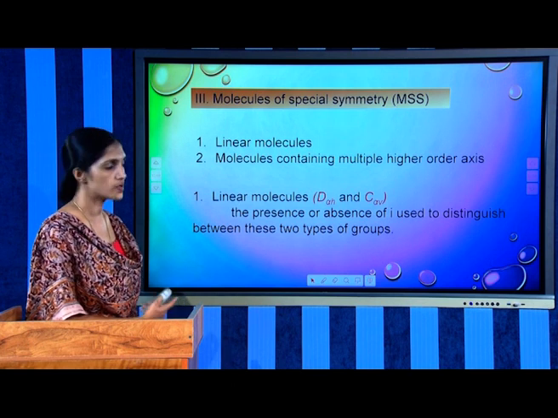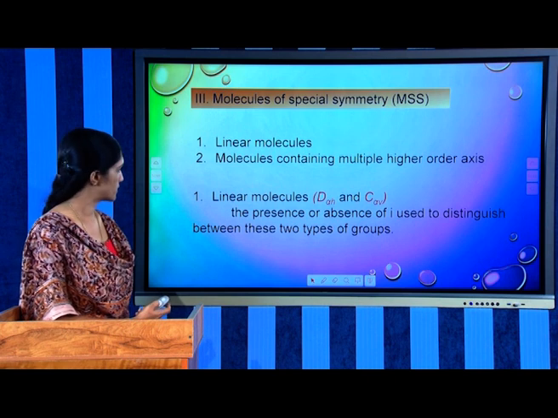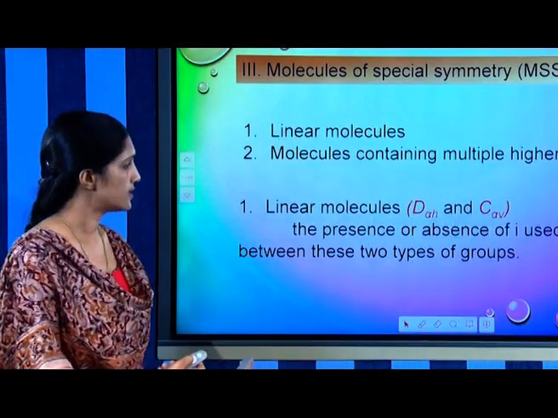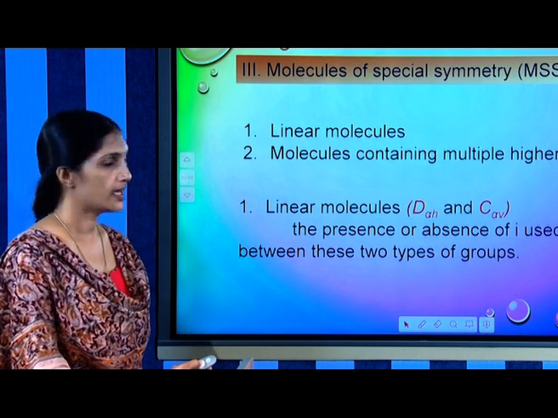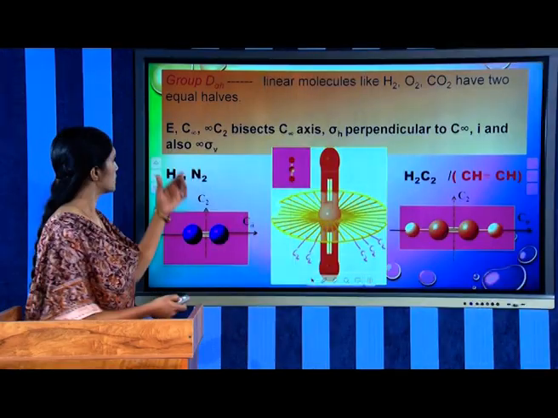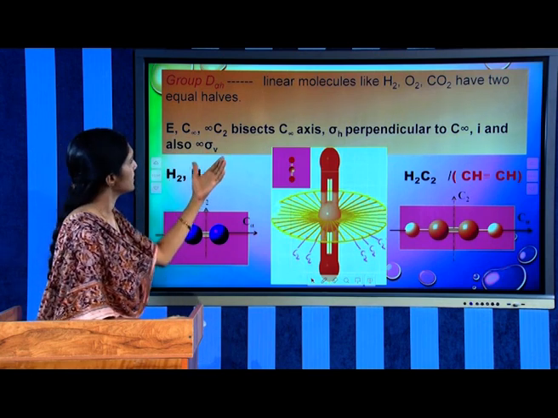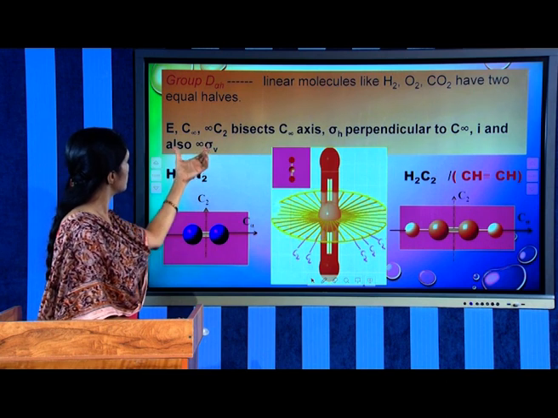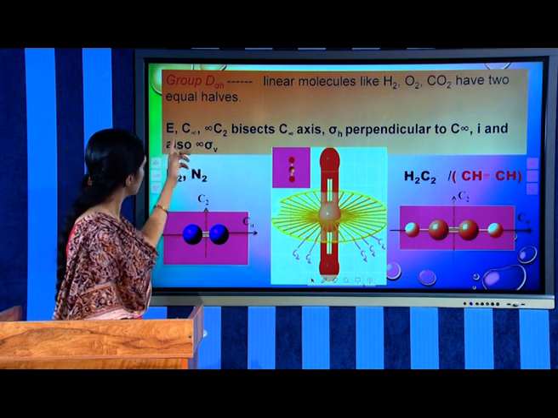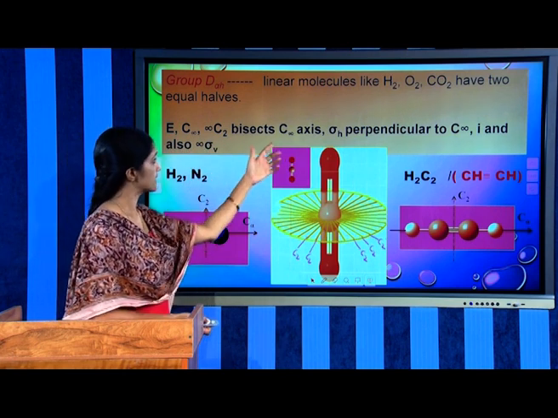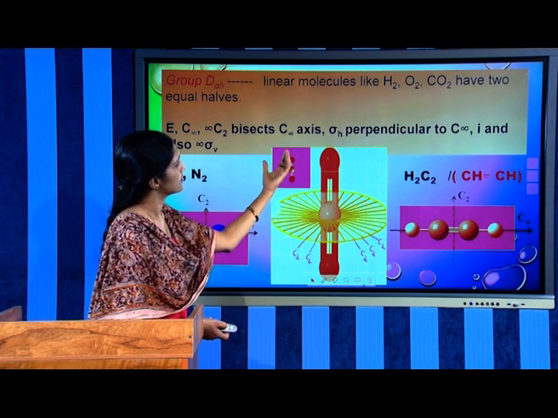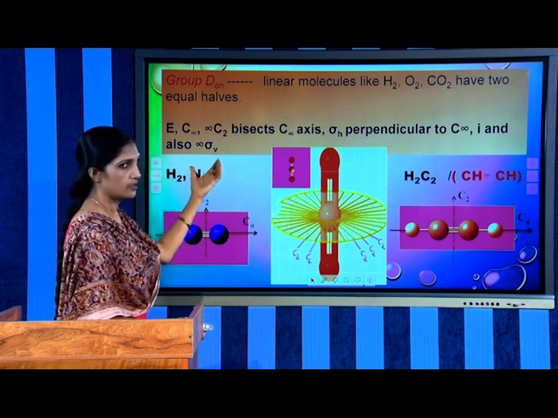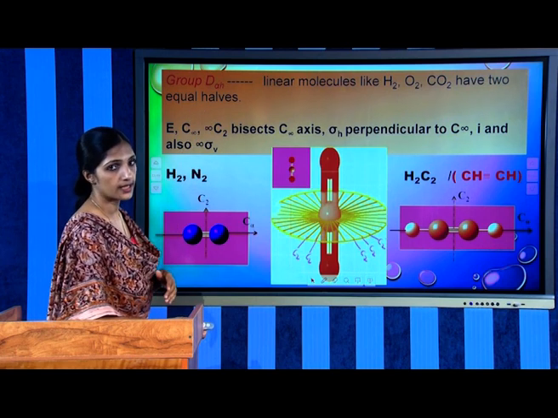These are the two point groups possible under the category of linear molecules, and the presence or absence of i is used to distinguish between these two types of groups, that is D infinity h has i and C infinity v doesn't. So, the group D infinity h is shown by linear molecules like H2, O2, CO2 etc., which are having equal halves. The groups having the elements E, C infinity, infinity times C2 bisecting the C infinity axis, and also having sigma h perpendicular to C infinity, i, and also C infinity v, do fall under the category D infinity h.